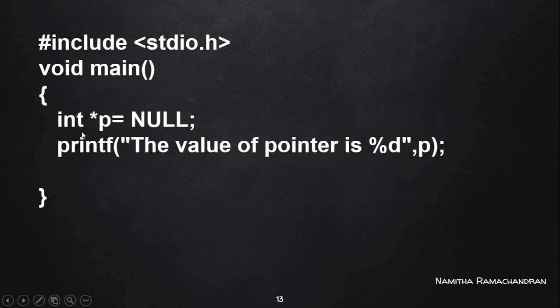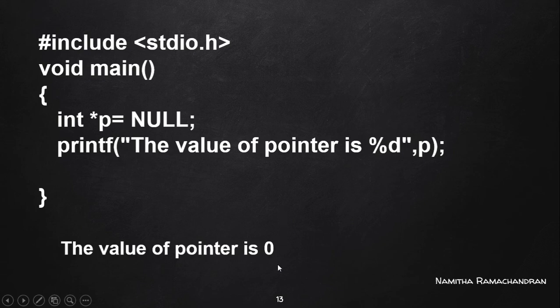So here, an integer type pointer variable p is initialized with value null. Null means nothing. So while printing the value of this null pointer, what will it display? It displays the value 0. From this it is clear that this pointer p is initialized with null value, that is nothing. So while printing, it displays the value 0.